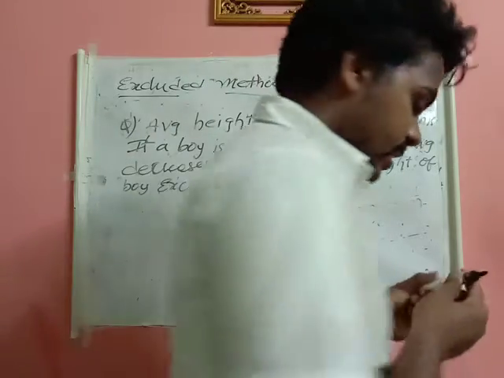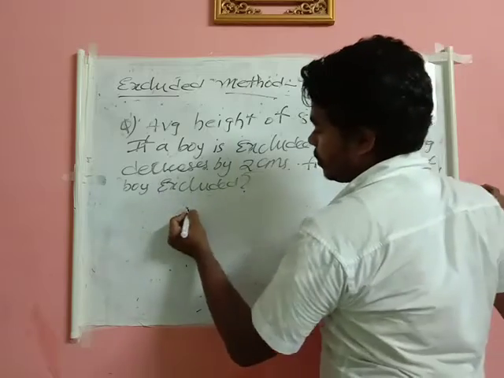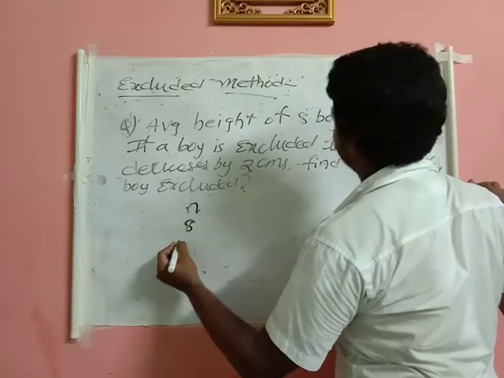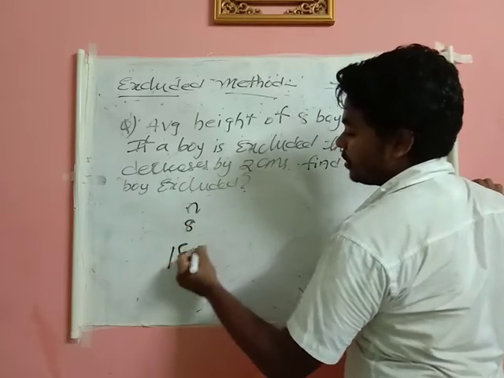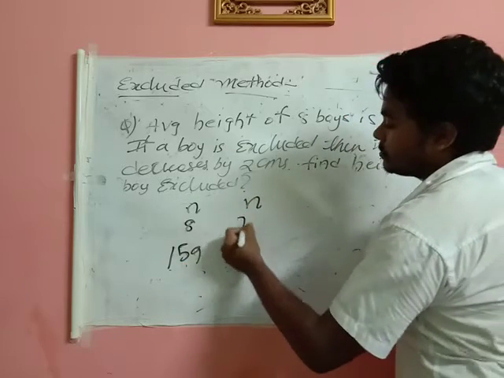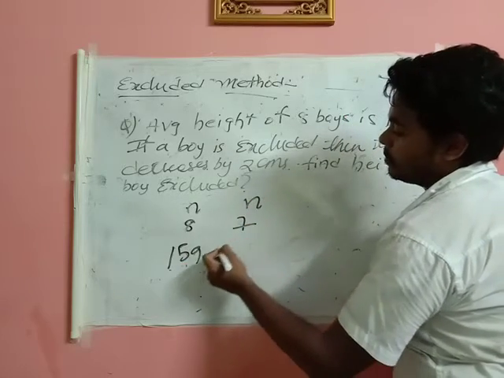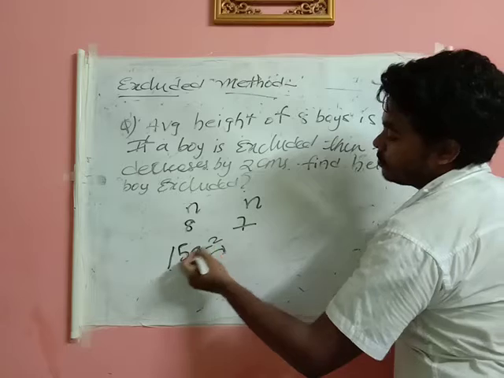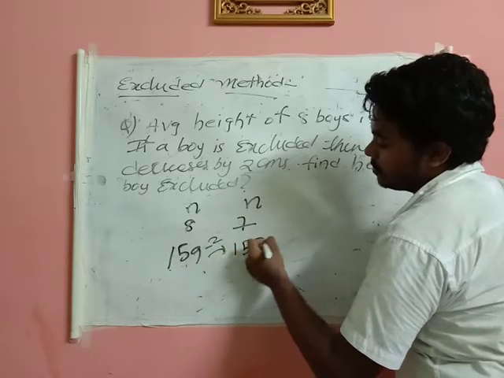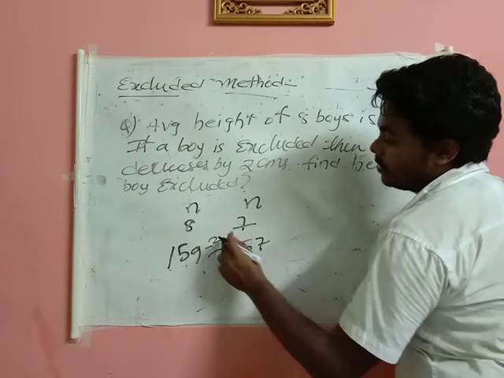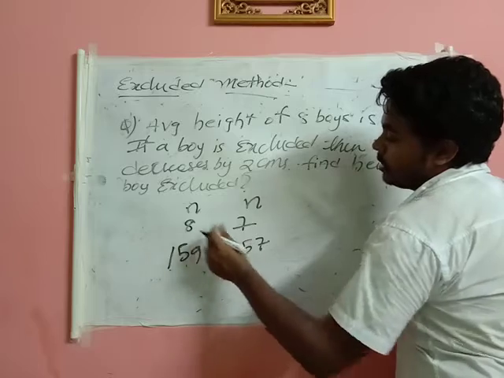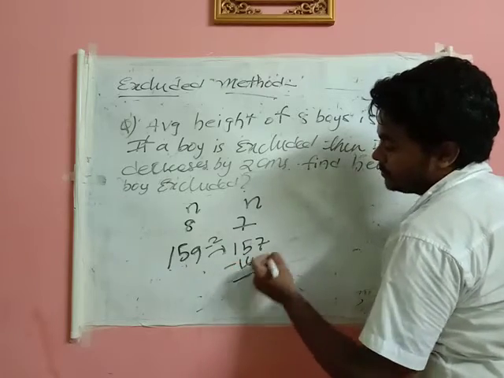Now initially, how many people are there? 8 people are there. What is my average? 159. Now see, I am excluding one person. What is my number of people? 7 people. My average decreases by 2. What is 159 minus 2? 157. Now you could just do 8 into -2, that is -16, right?